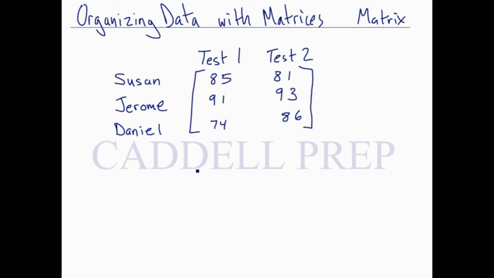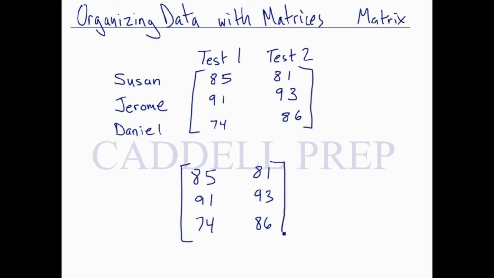So it would end up with the same exact information: 85, 91, 74, 81, 93, 86 inside this matrix like so. Okay, so let's go over some basics about this. If we look at this, we see that we have 3 rows. So these are rows. And we also have, in this case, 2 columns.